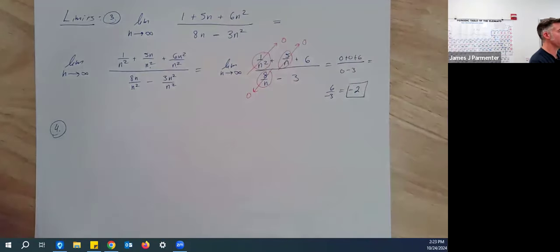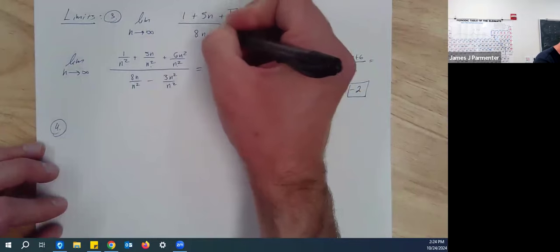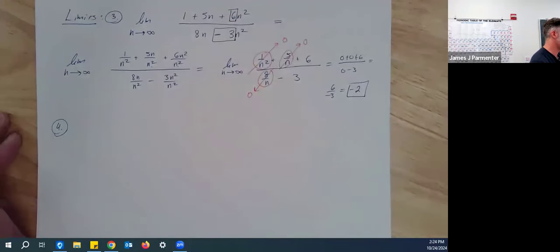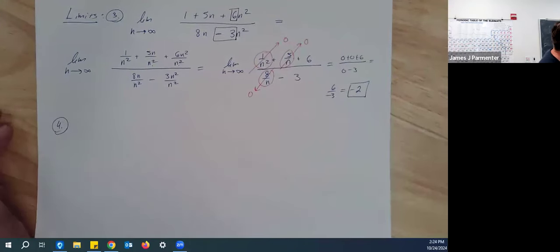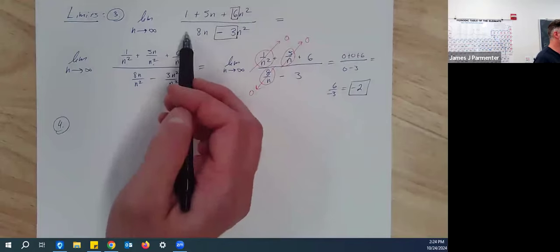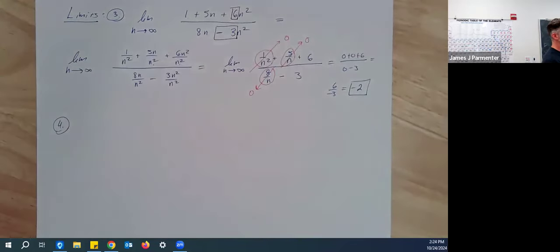Which we knew was going to be the answer when we looked at the quotient of the leading coefficients. Yes, these are my leading coefficients here. I know I wrote it in kind of an atypical way, not the standard way. The standard way of writing this would have been 6n squared plus 5n plus 1 over negative 3n squared plus 8n. But we don't have to write it in the standard way, and it might not be written in the standard way. So your leading term is just the one that has the highest power in each specific top and the bottom.